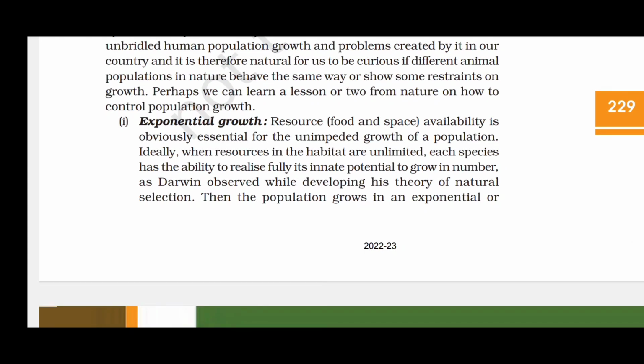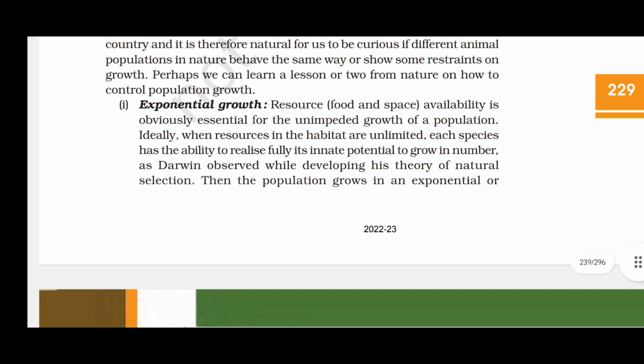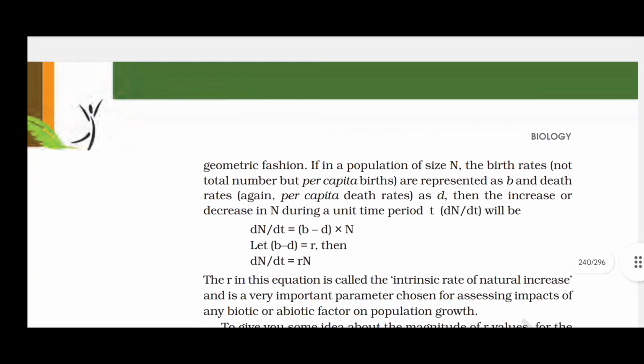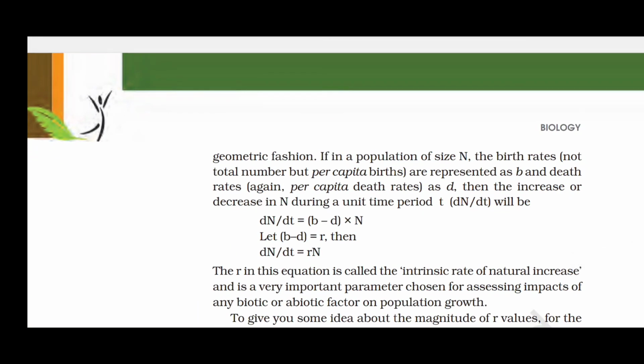Resource, food and space availability is obviously essential for unimpeded growth of a population. Ideally, when resources and the habitat are unlimited, each species has the ability to realize fully its innate potential to grow in number. As Darwin observed while developing his theory of natural selection, the population grows in an exponential or geometric fashion.